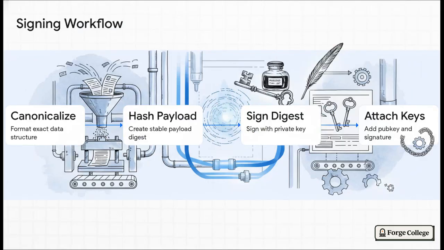The factory process here is super strict, and there is no skipping steps unless you want the whole assembly to just fall apart. First, canonicalize your transaction. That means putting your fields in an exact, non-changing format. Second, hash that stable payload. Third, sign that specific hash digest with your private key. And fourth, attach the resulting signature and your public key directly to the record. It is a very strict 1, 2, 3, 4 dance, but it works every single time.